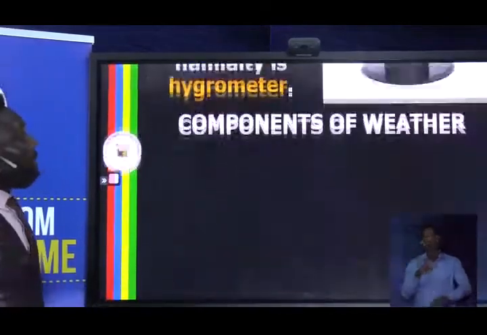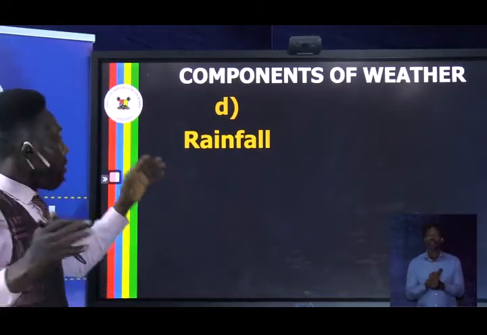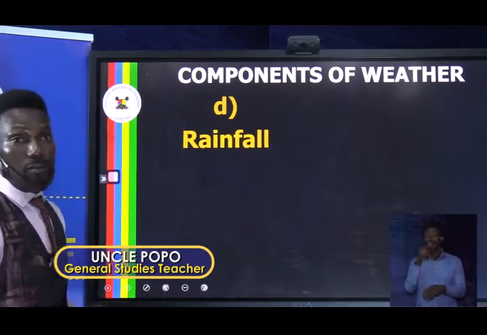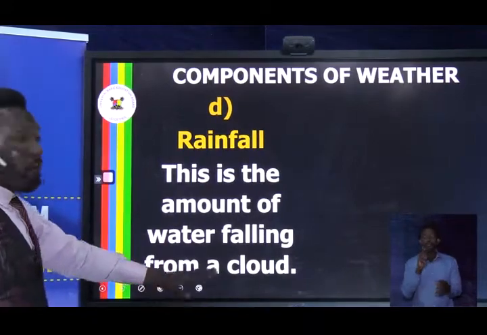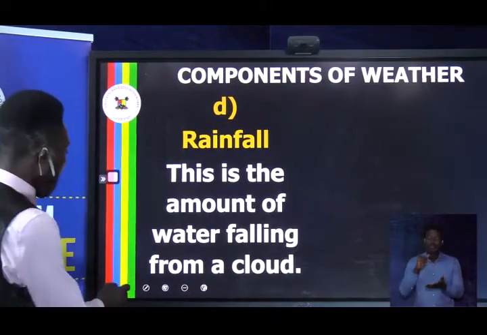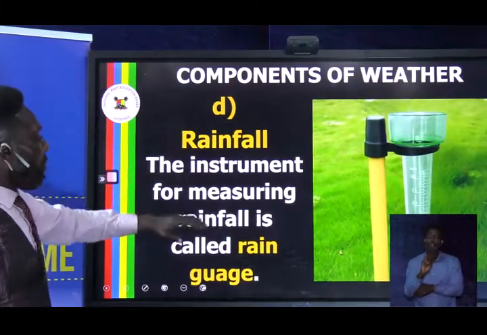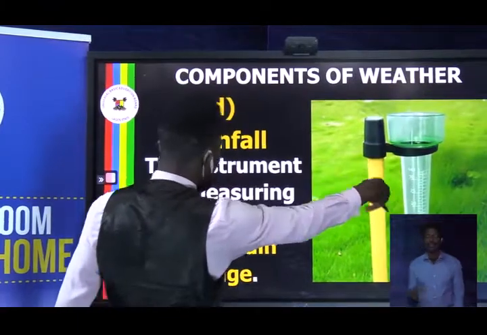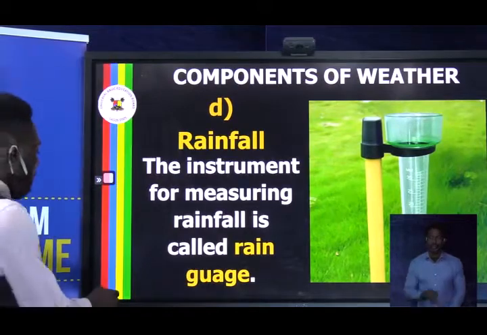Moving on to another component, and that is rainfall. This is very familiar to us, rainfall. So what instrument do we use for measuring rainfall? Before I even tell you. Good, I have brilliant children. This is the amount of water falling from a cloud. We know when rain is falling. So the particular instrument used for measuring that is what? You've already said it, and that is rain gauge. So the instrument for measuring rainfall is called rain gauge. This is the typical diagram of how a rain gauge looks. So that is the instrument.